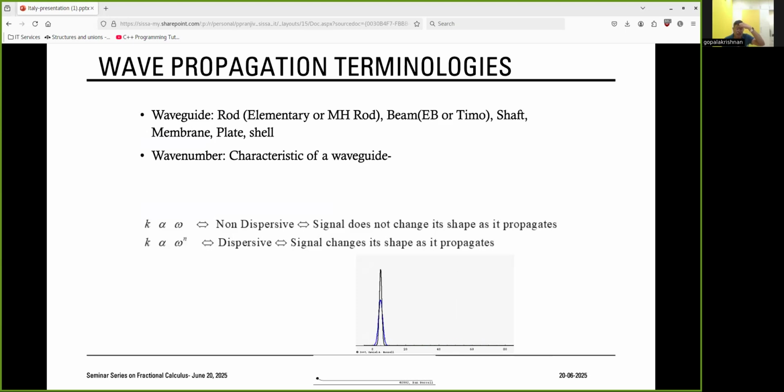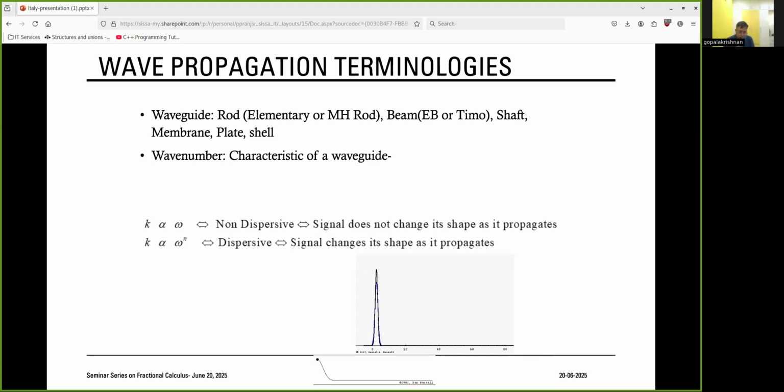So some terminologies you should know. Any structure that transmits wave is called a waveguide, and it transmits the wave in a particular direction. For example, in a rod, it goes along the axis of the rod. In a beam, it goes transverse to the axis of the rod. So these are called longitudinal waveguide or bending waveguide. Then there are membrane waveguide, plate wave, shell, etc.